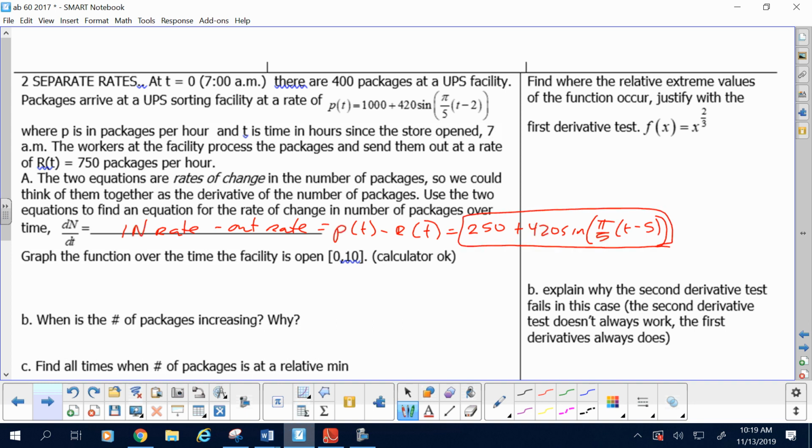This is two rates, in versus out. The in rate adds to the number of packages, the out rate subtracts. So there's the net rate.